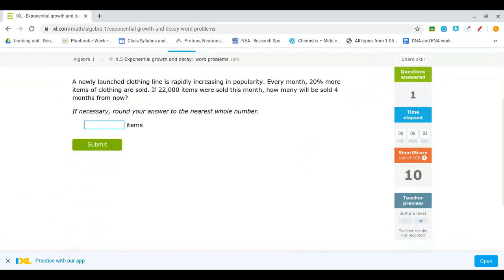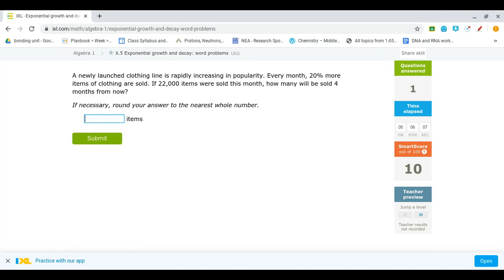Okay, let's take a look at another problem. A newly launched clothing line is rapidly increasing in popularity. Every month, 20% more items of clothing are sold. If 22,000 items were sold this month, how many will be sold 4 months from now? If necessary, round your answer to the nearest whole number.